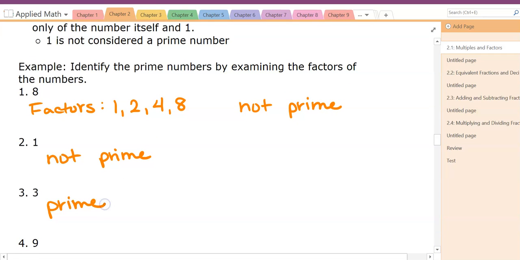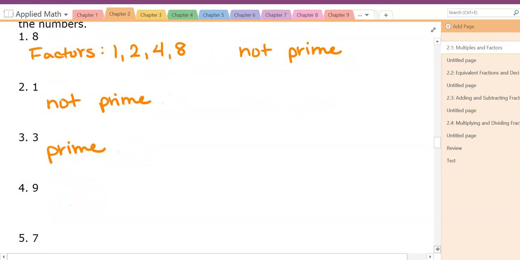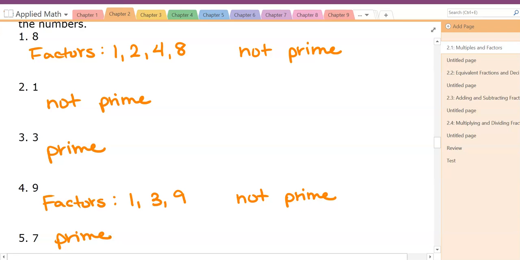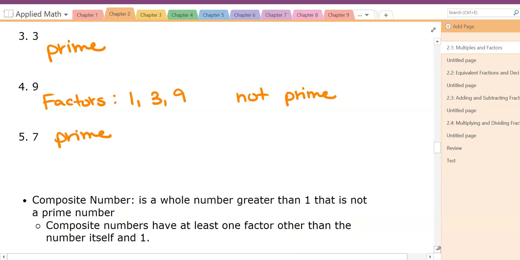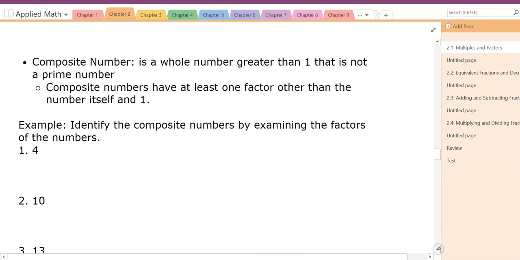How about 3? Prime, because what are its factors? 1 and 3. How about 9? Is 9 prime? So that would make it not prime, because there's 3 factors. Is 7 prime? Yes. So if a number isn't prime, like the 9 and the 8 weren't prime, those are called composite. So composite numbers would be when you have more than just the factors of 1 and the number itself.